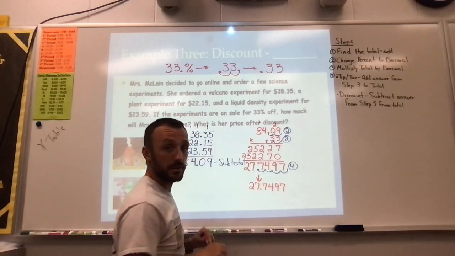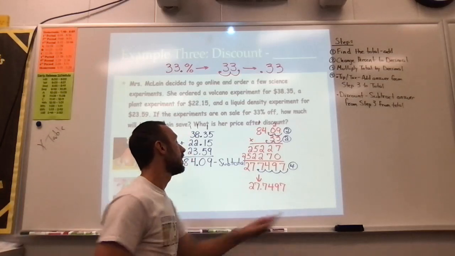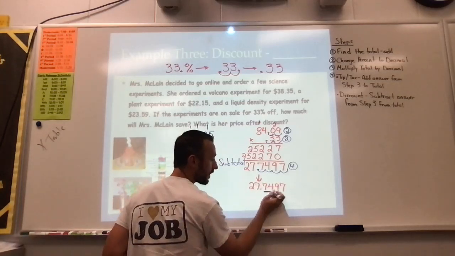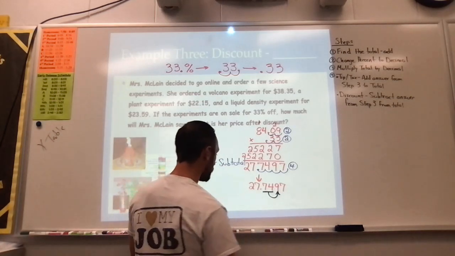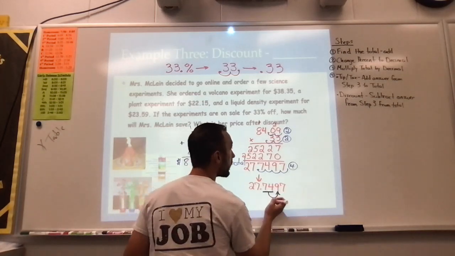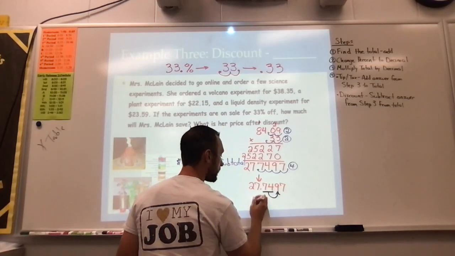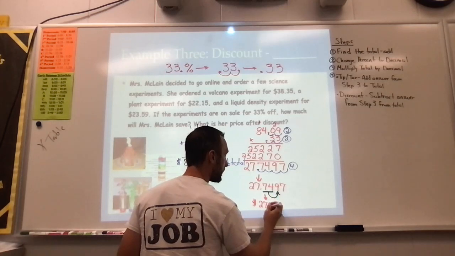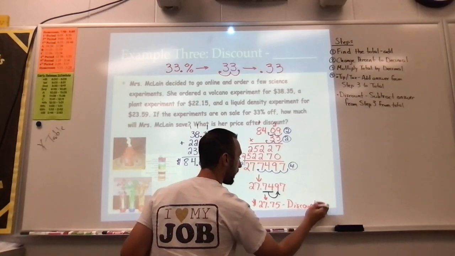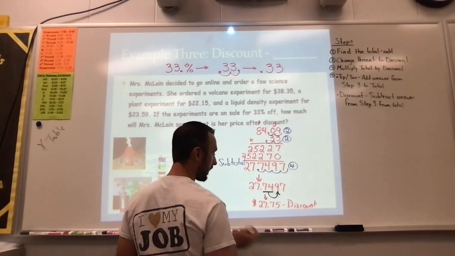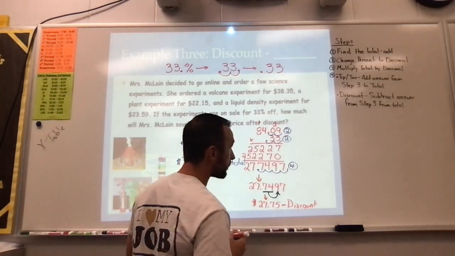So I'm left with 27.7497. Like the previous 2 examples, that is not good because there are only 2 numbers after the decimal in money in real life. So I am going to look at the very first 2, which is 74 cents, look to the number to the right, which is the 9. The 9 tells me to round up, so that tells me that Ms. McLean's discount is $27.75. And I know that because I round to the nearest hundredth. That 9 tells my 74 to round up to 75. So Ms. McLean should save $27.75.